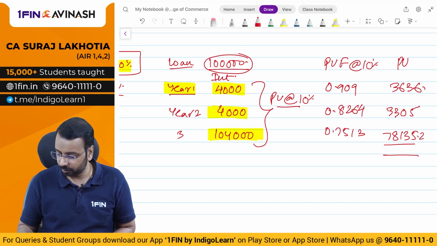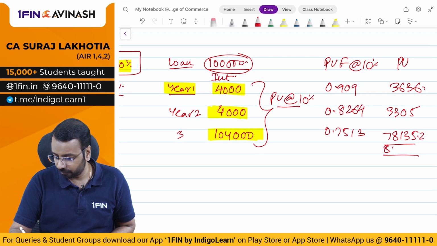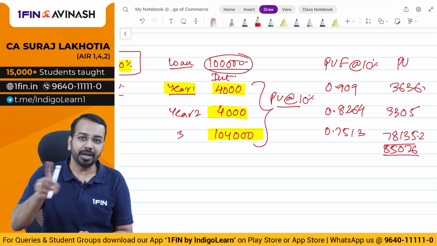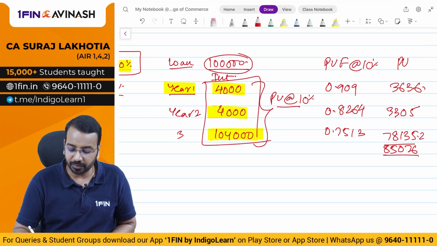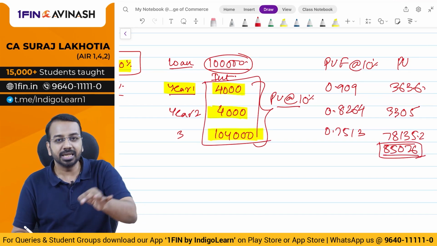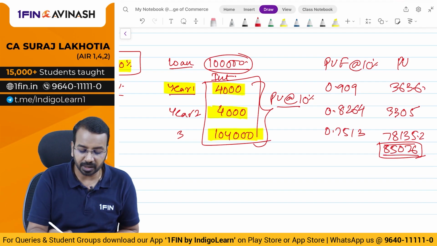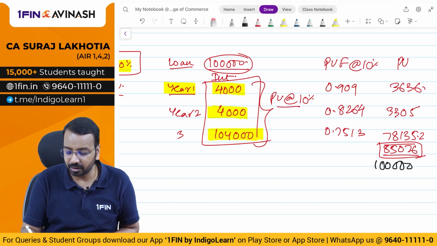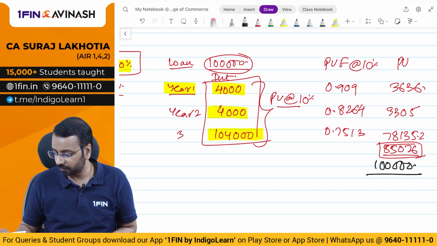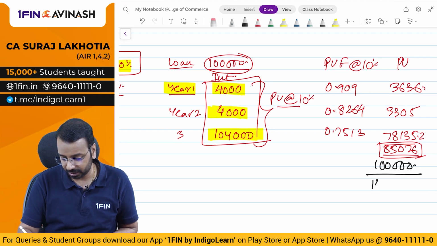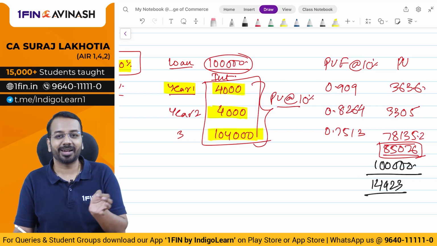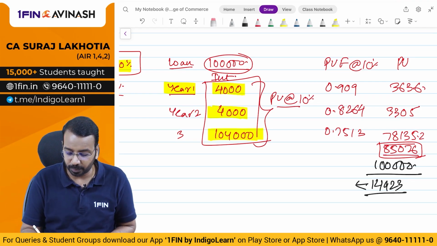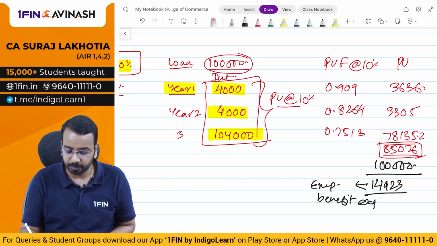If I do a grand total, I get 85,076. So the way you have to understand is, in normal circumstances, for these payments I would have given a loan of only 85,076. This is the fair value. But how much did I give, sir? I gave 1 lakh. Sir, why did you give extra? How much extra did we give? We gave an extra amount of 14,923. Why did we give 14,923 extra? Because there is an employer-employee relationship. So this extra amount that you pay is my employee benefit expense. Okay.